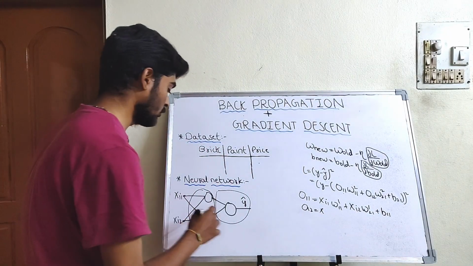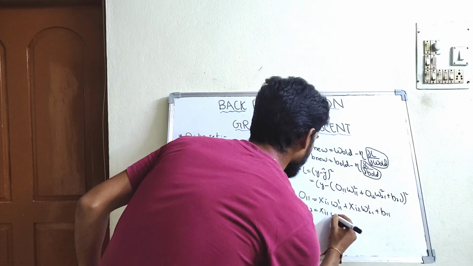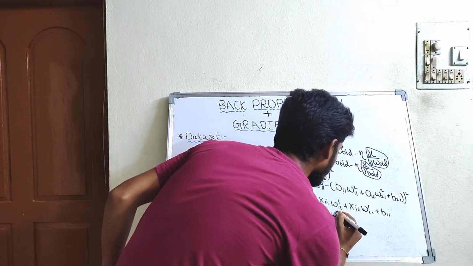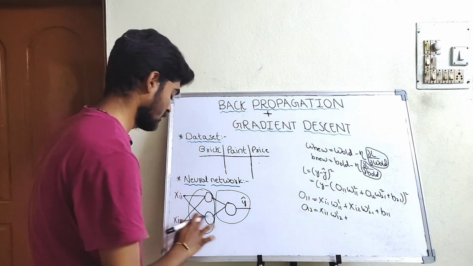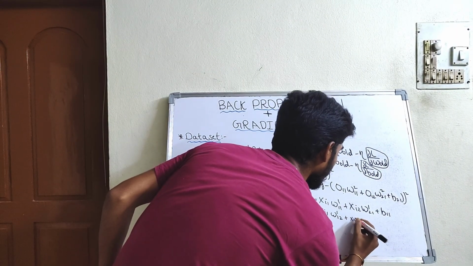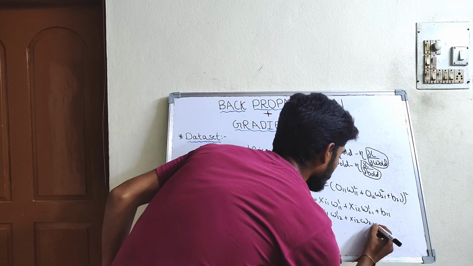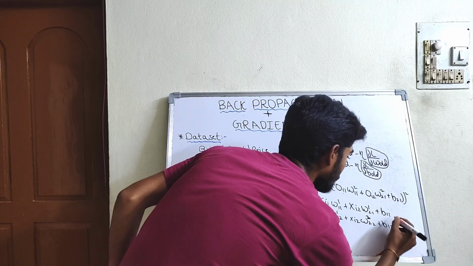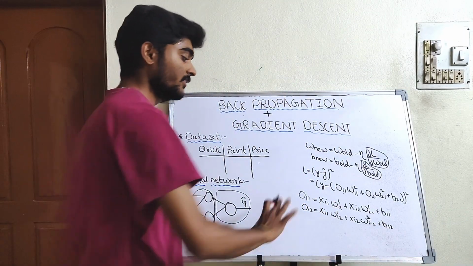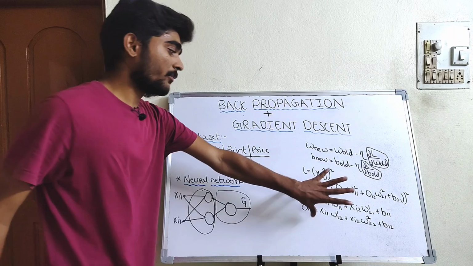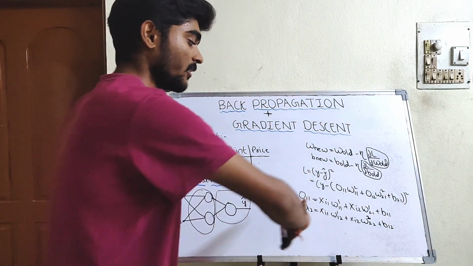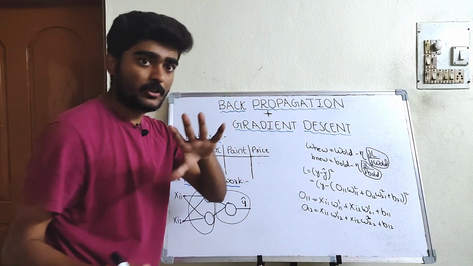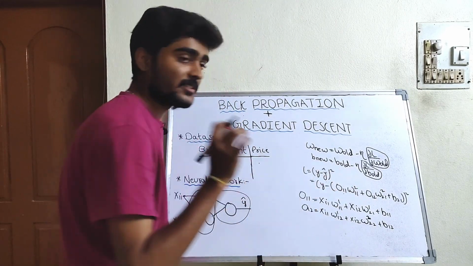O12 is equal to xi1 multiplied by w12, plus this input xi2 w22 plus b12. This is my expansion. There may be some mistakes in the notations, but never mind. I want to explain to you that my loss function is dependent on all the 9 trainable parameters.